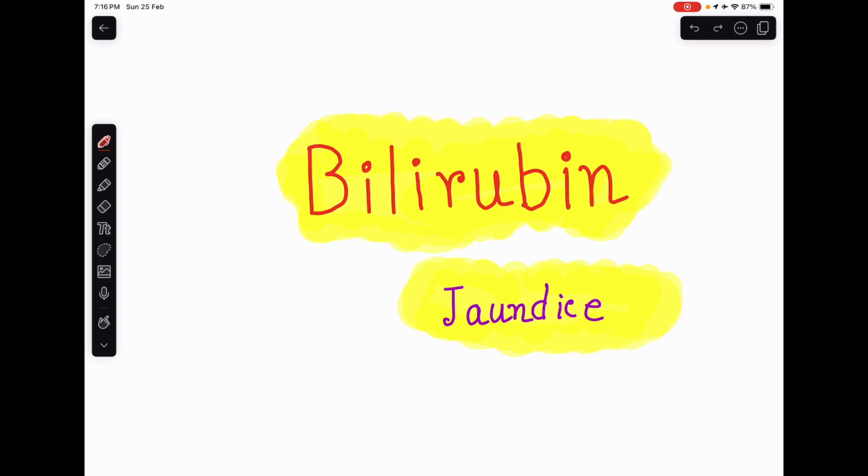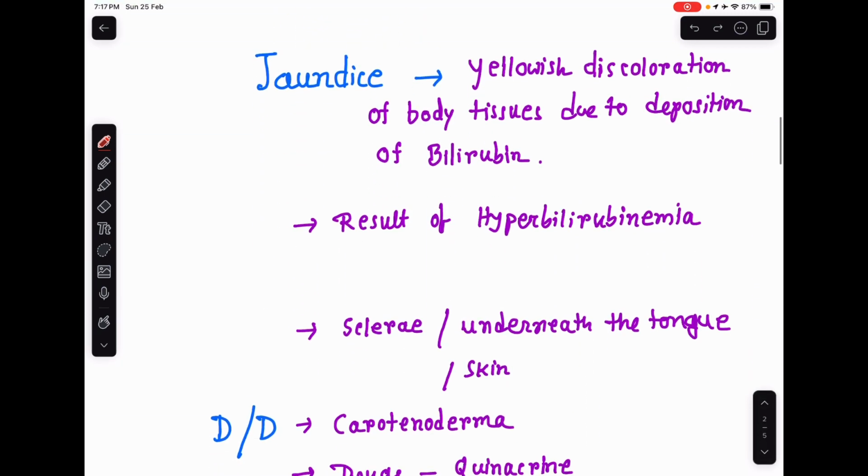In my today's lecture, I am going to discuss bilirubin and jaundice. Bilirubin, we all have heard about it. Now let's know what is the source of bilirubin, how it is metabolized in the body, and how it causes jaundice. First of all, let us know what is jaundice.